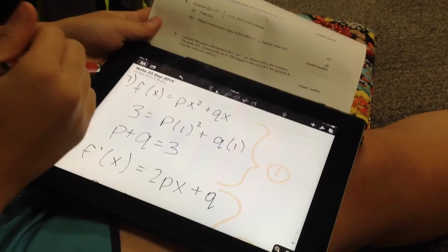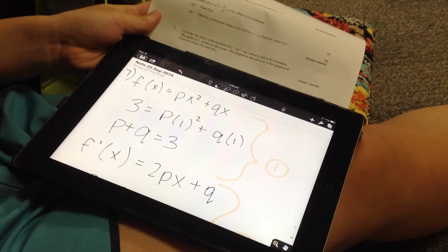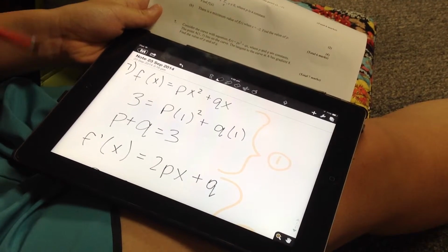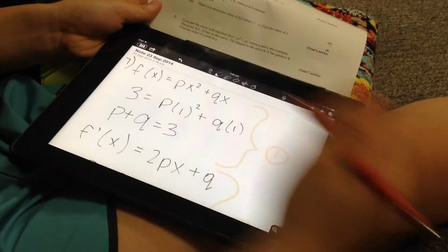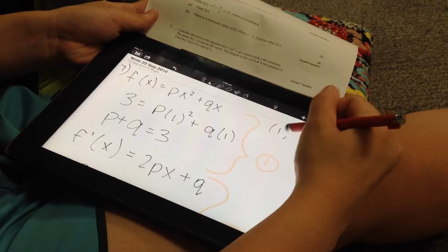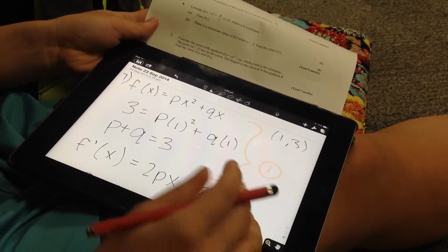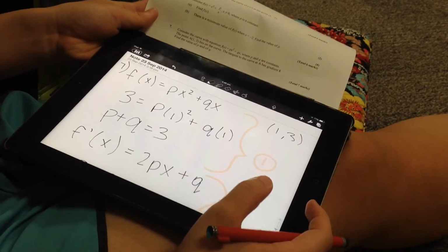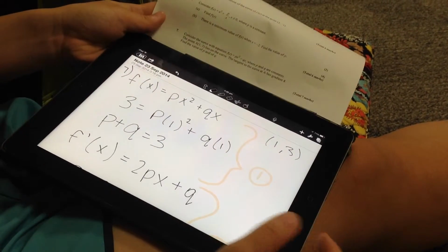Okay, so this is number 7 on the Chapter 2 review. The question says, consider the curve with equation f of x equals px squared plus qx, where p and q are constants. The point A at (1, 3) lies on the curve. The tangent to the curve at A has a gradient of 8. Find the value of p and of q.